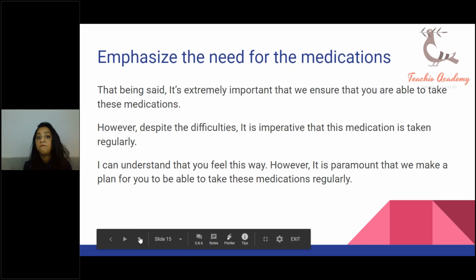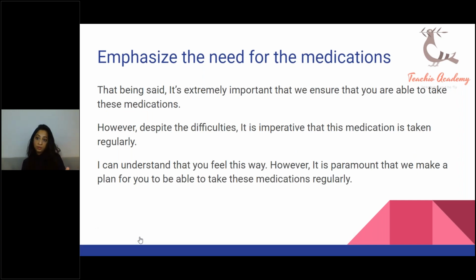Then you emphasize the need for medication. Now, you've told the patient, okay, I know you feel very nervous when you take this medication. I know you feel very overwhelmed when you take this medication. It's completely understandable. Then you emphasize that they do need to take these medications. And how do you do that?